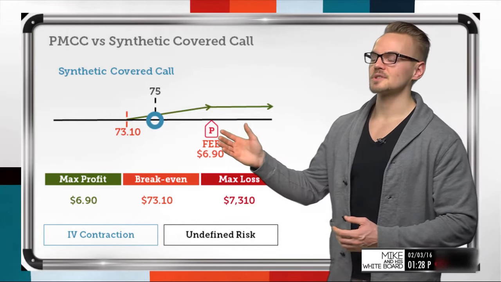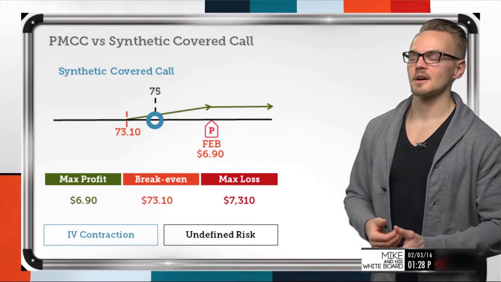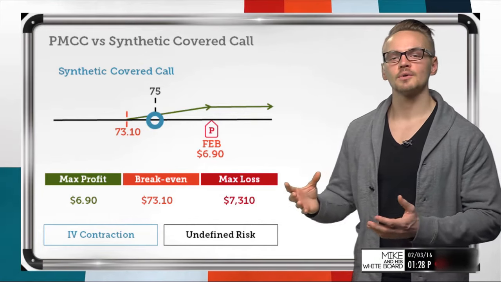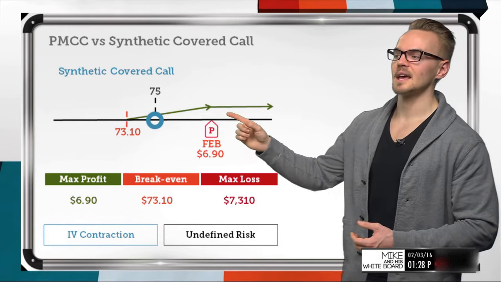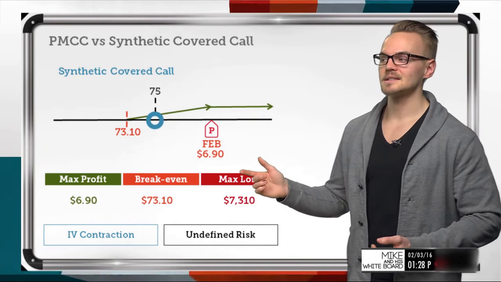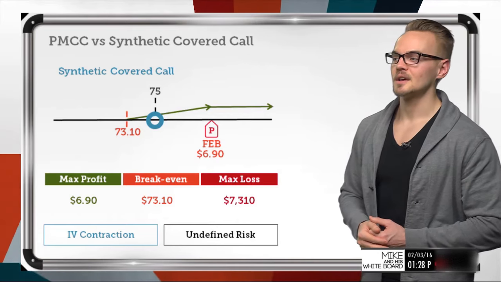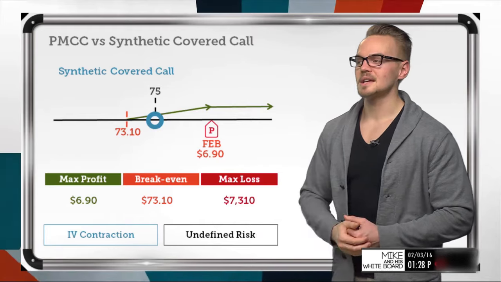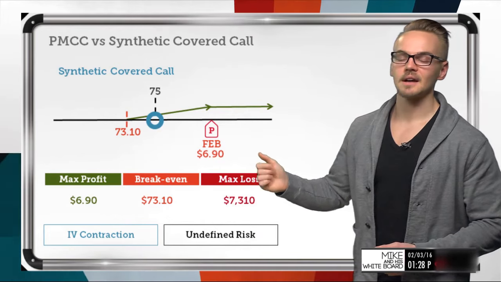Now, unlike the previous strategy, I can calculate my break-even and max loss here with this synthetic covered call. Since we're dealing with just one expiration, we don't have that unknown volatility factor. We're looking at a $6.90 credit at the 80 strike. So basically all I'm doing is subtracting $6.90 from 80, and I get my break-even of 73.10. So at expiration, the stock price can go down to 73.10, and I would be able to buy this option back for exactly the amount I collected.